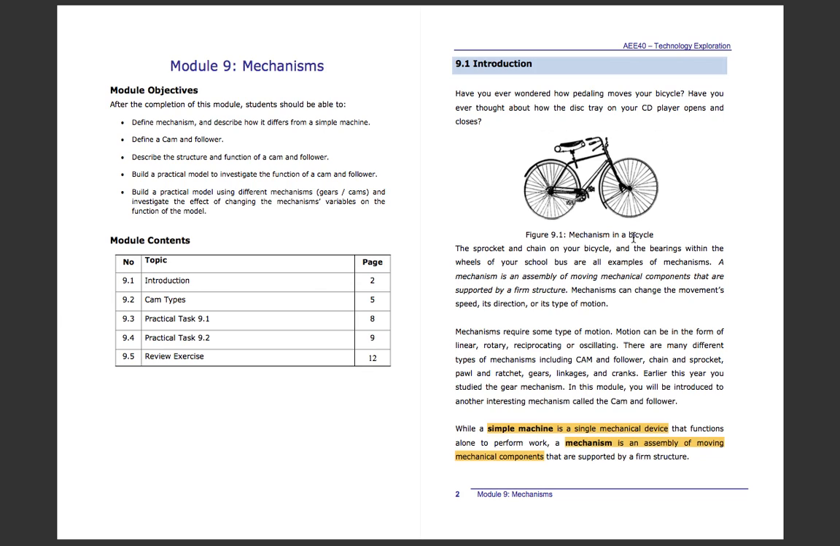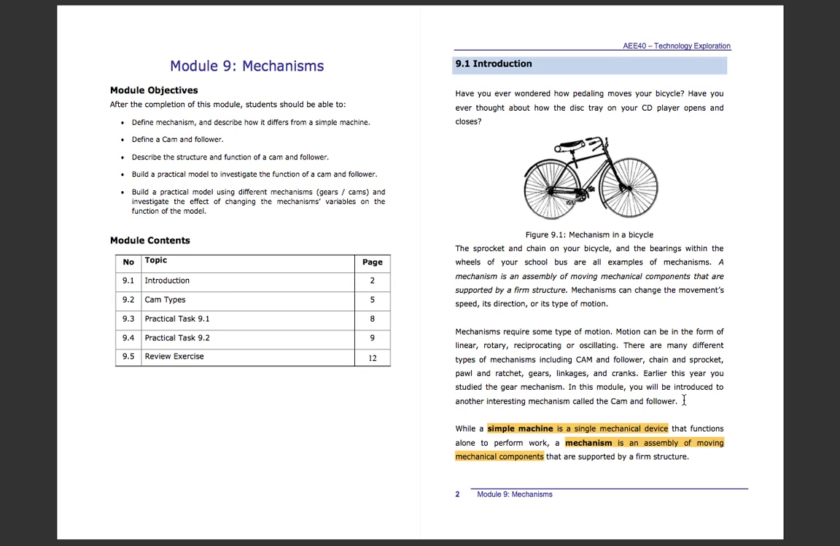So, what is the difference between a simple machine and a mechanism? A simple machine is a single mechanical device, whereas a mechanism is an assembly of moving components. Simple machine is one, there's only one mechanical device. Mechanism is a combination of more than one mechanical components.